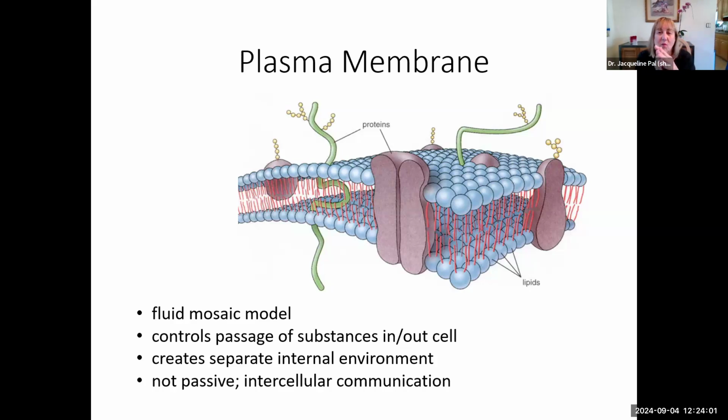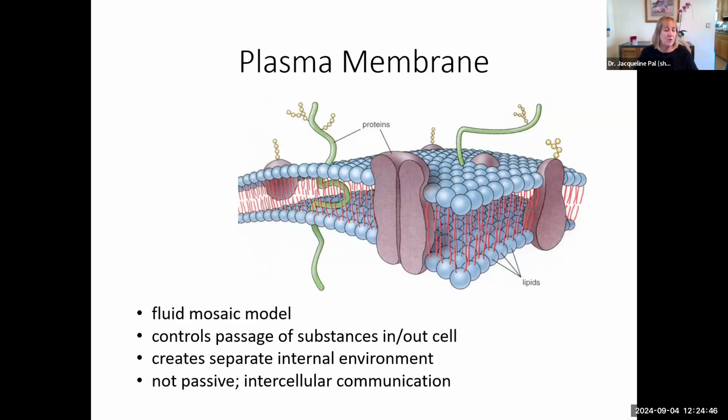The function of the plasma membrane is to control the passage of substances both into the cell and out of the cell. By doing so, it creates a separate environment inside the cell. So the environment inside the cell is totally different than the environment outside the cell. We can use prefixes, as in extracellular, meaning outside the cell, and intracellular, meaning inside the cell. So an internal environment of the cell would be an intracellular environment, and an external environment outside the cell would be an extracellular environment.